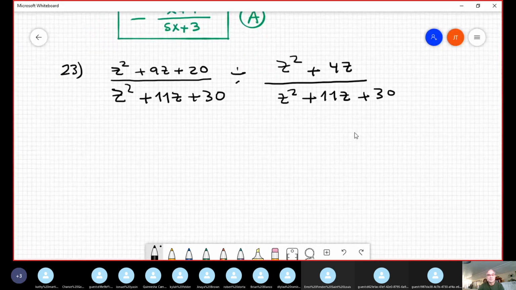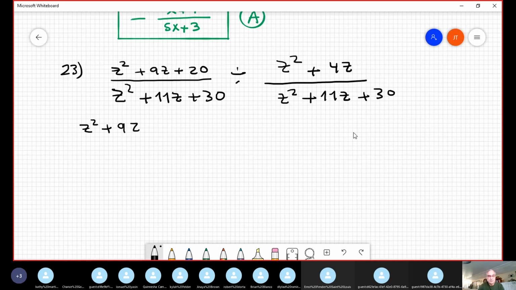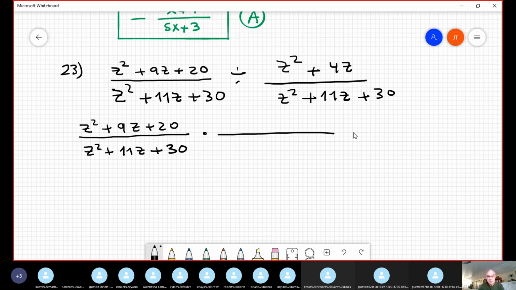Remember, in a division problem you copy the first fraction exactly the same, and you flip the second. Now it's multiplication, so I flip it. C squared plus 11c plus 30 over c squared plus 4c.